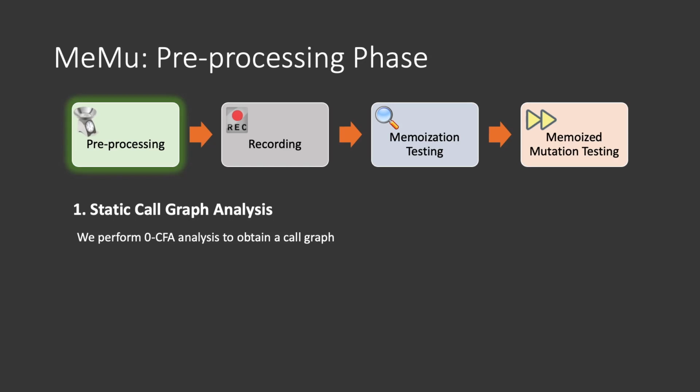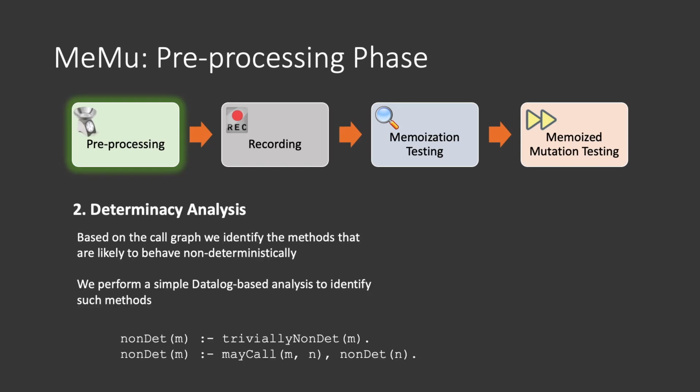Once we constructed the call graph or make call relation over the set of all methods, we use it to gather various information about the target program. This includes identifying likely deterministic methods. We don't want to memoize methods that we suspect will behave non-deterministically, for example, those that make calls to time-related functions or use random generators. We can identify such methods by using simple pre-processing and a Datalog program as shown in this slide.